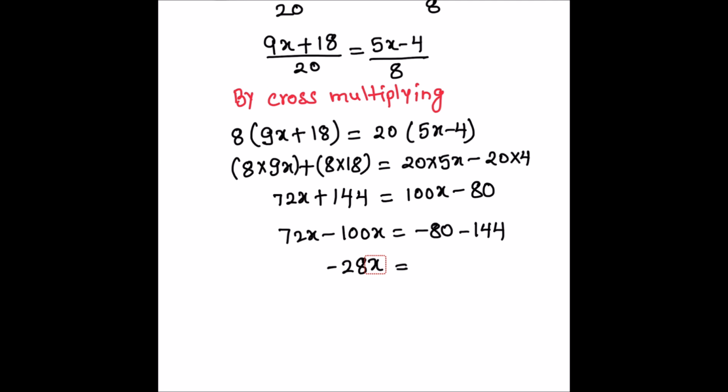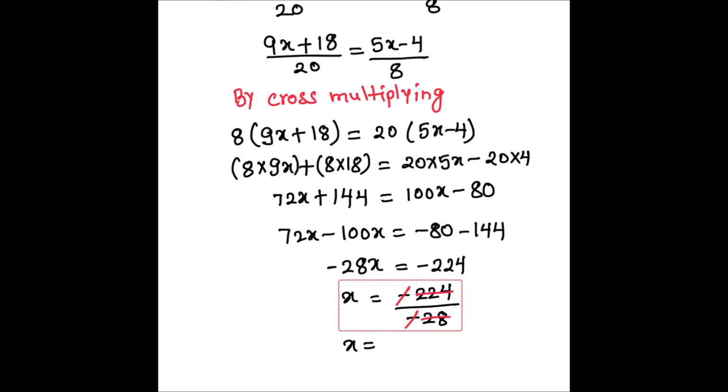As both the numbers have negative signs, they will get added. 80 plus 144 will be 224, negative 224. So to find the value of x, we are going to divide both the sides by negative 28. So that's negative 224 divided by negative 28. So x will be equal to, the negatives get cancelled, and there's a common factor of 4.